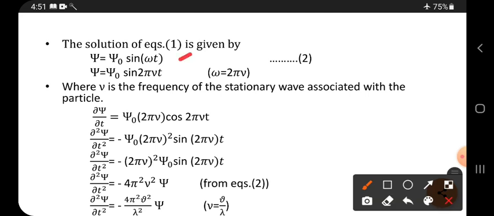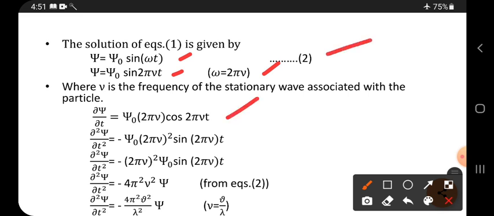Okay, psi is equal to psi naught sin of omega t. The omega term is 2 pi nu, so it is replaced like this, where nu is the frequency of the stationary waves associated with the particle. Okay, the next point.